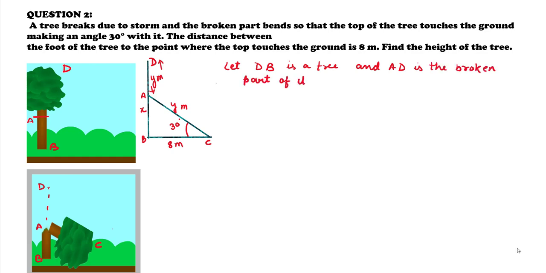So let the total height of the tree be BD, and it breaks at the point A. It bends down and the top touches the ground, and that point which touches the ground is C.